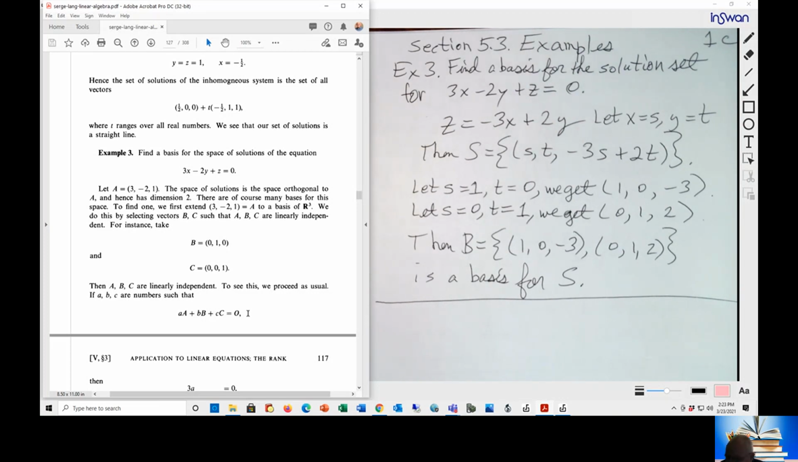There are infinitely many bases for the solution set, but this is the easiest and most simple one to find. Again, the textbook did something different and got a different basis, but I think what I did is the easiest and quickest way to see it. And so that's really all there is to section 5.3. So I'll see you next time.